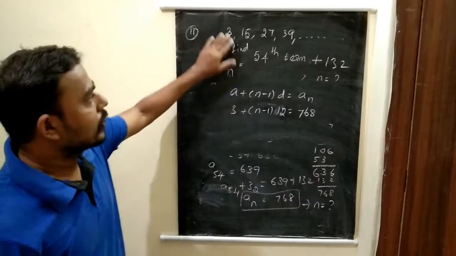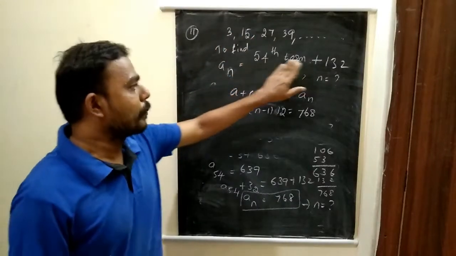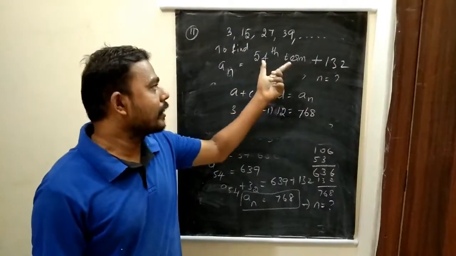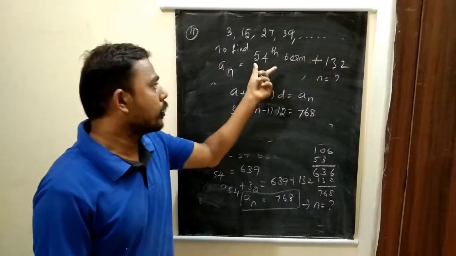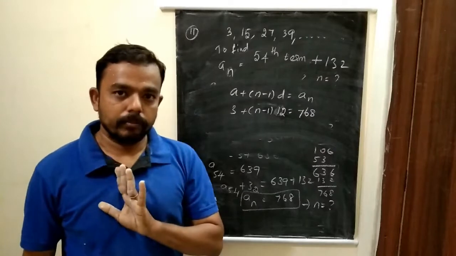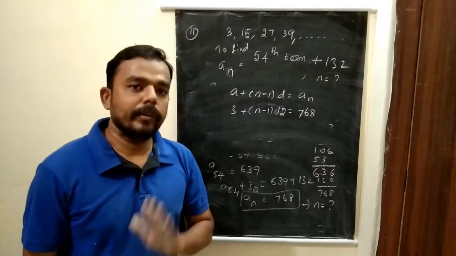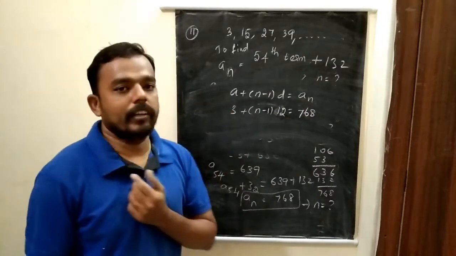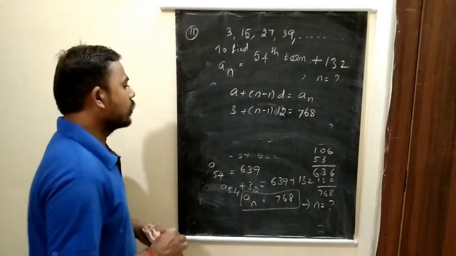The thing is, we are given 54th term plus 132. If you add 132 to the 54th term, we get one number. Consider that number as the last term, the nth term. Using this, find your n value. This is the problem.